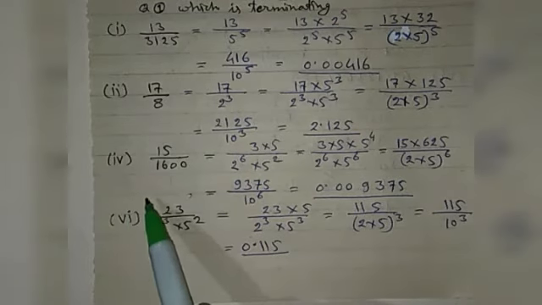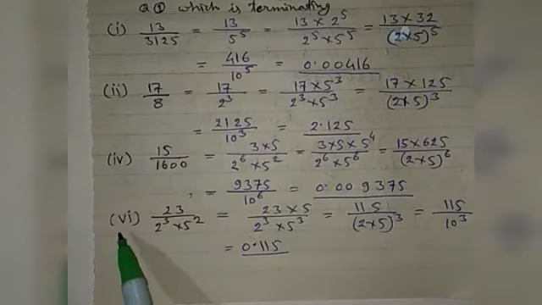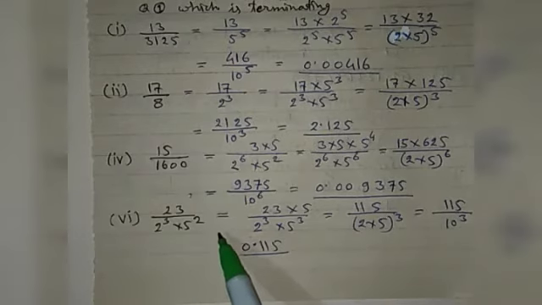The next, fifth part, was non-terminating. So you do not have to convert it into decimal form. The sixth part is again terminating. So you have to convert it.